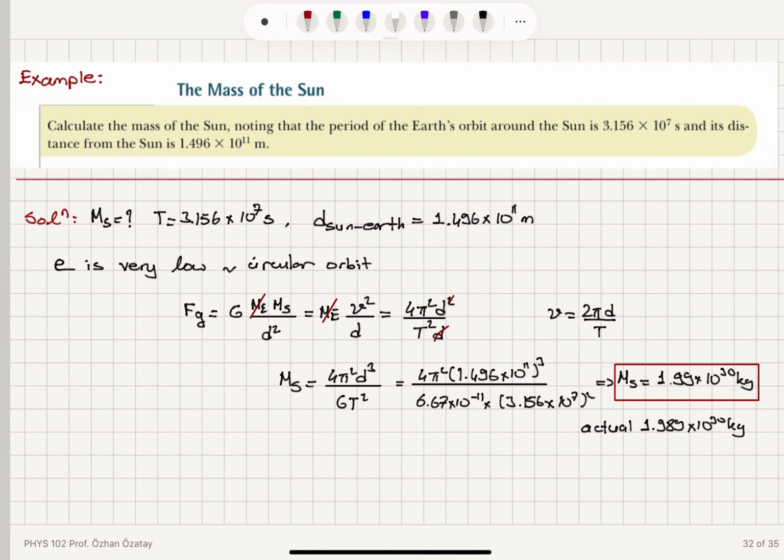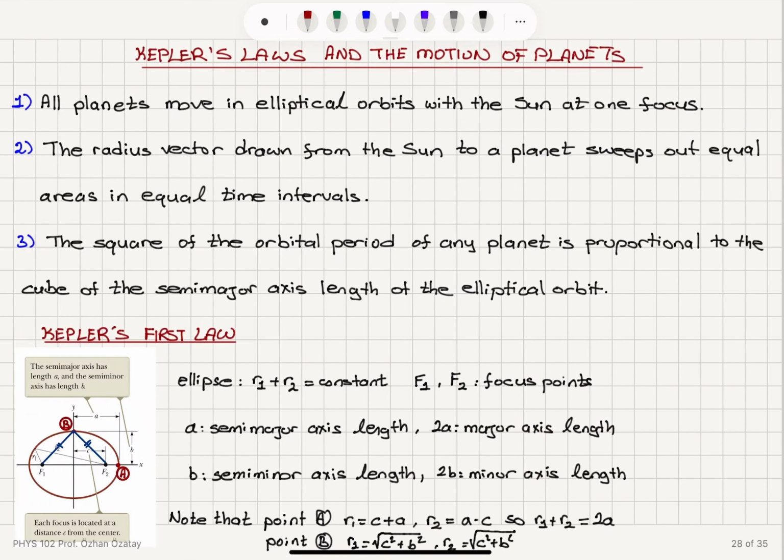Okay, so now to summarize, in this lecture we have talked about Kepler's laws. We know that all planets move in elliptical orbits with the Sun at one focus point. We talked about that ellipse. The ellipse is defined by the distance from the focus points F1 and F2 being a constant, and that constant we have seen is equal to twice the semi-major axis length A.